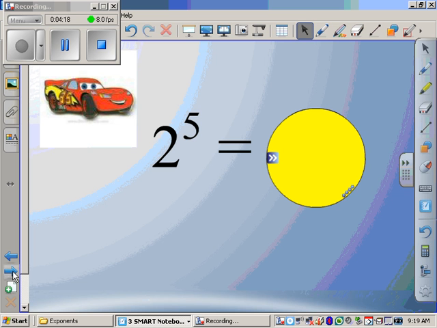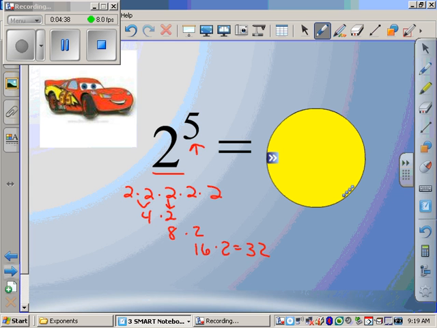Okay, what about to the fifth power? Again, the same idea. You take the base and multiply it by itself the number of times the exponent tells you. In this case, 5 times. So 2 times 2 is 4. 4 times 2 is 8. 8 times 2 is 16. And 16 times 2 is 32. So in each case, I just kept dropping down an additional 2 until all 5 have been used. So 2 to the fifth power equals 32.